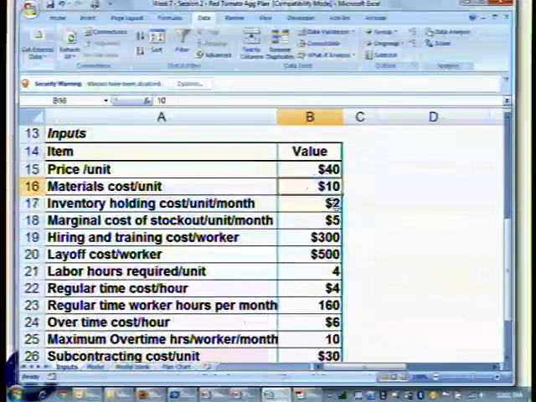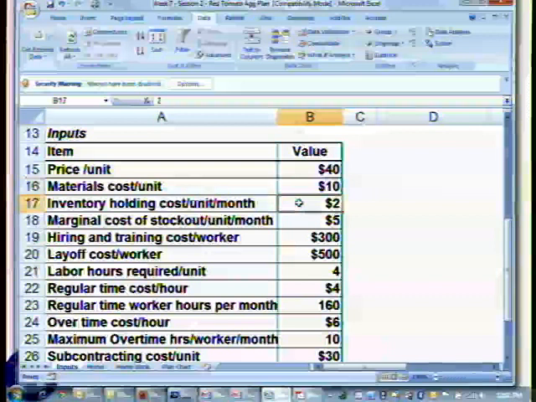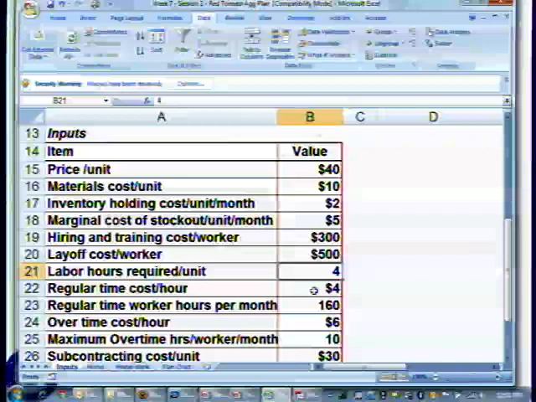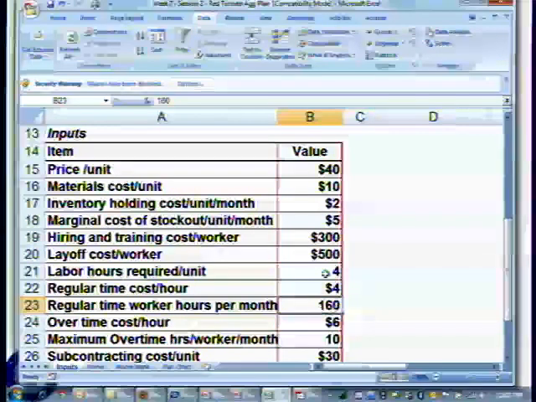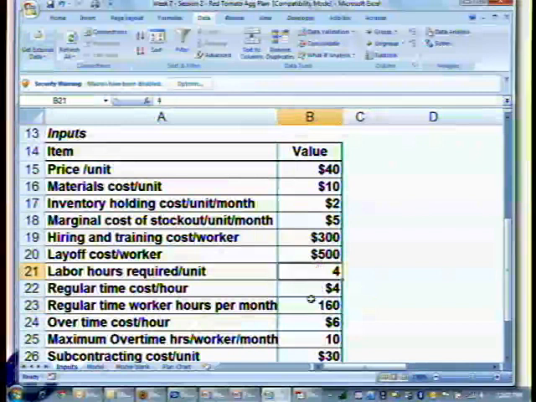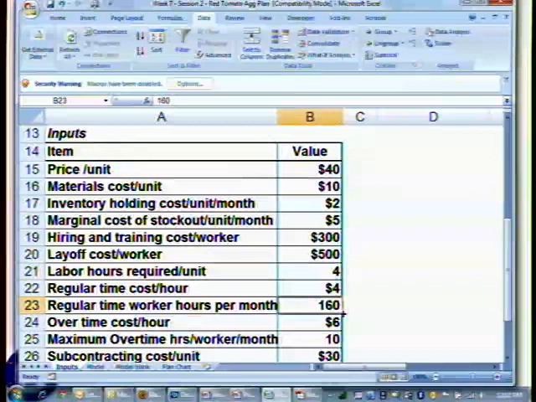We have a number of different inputs here: material cost per unit, inventory holding cost per unit, the stockout cost per unit, cost of hiring, the cost of firing, labor hours required per unit. That's an important new input that we haven't considered yet. In our constraints, we're going to define the labor hours required per unit and use that to calculate our regular time and the capacity in terms of we have regular time worker hours per month of 160, which we reviewed earlier.